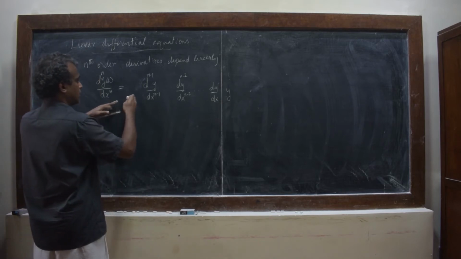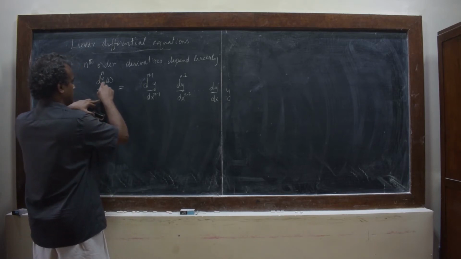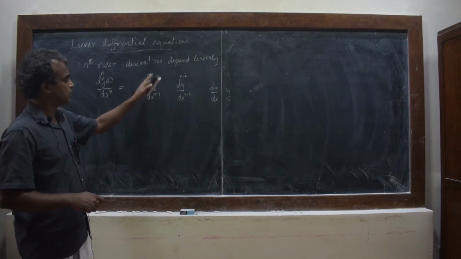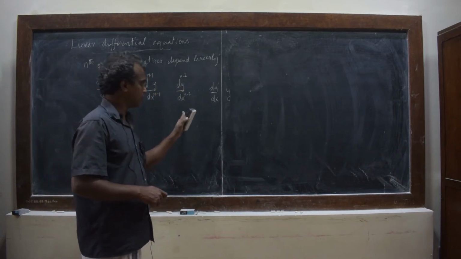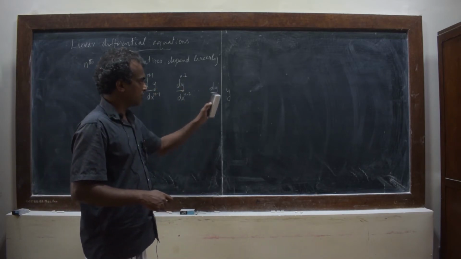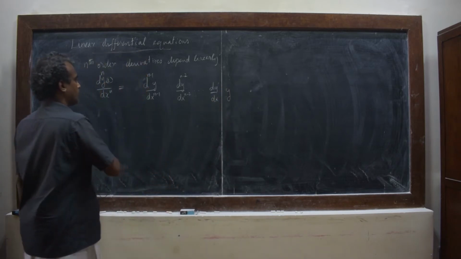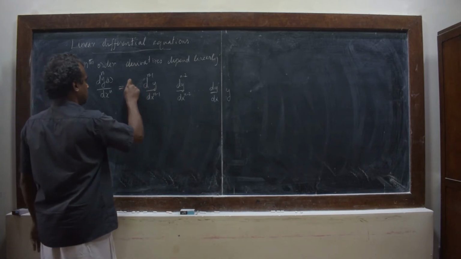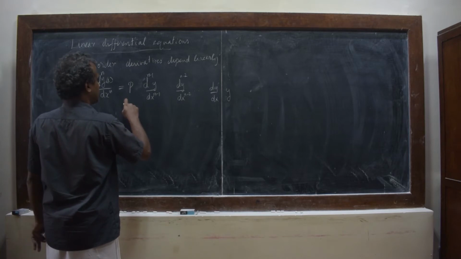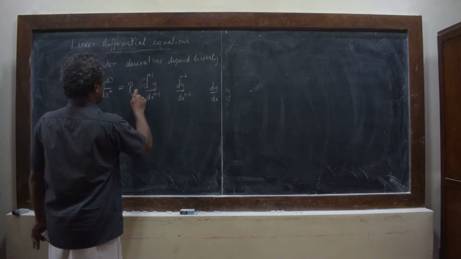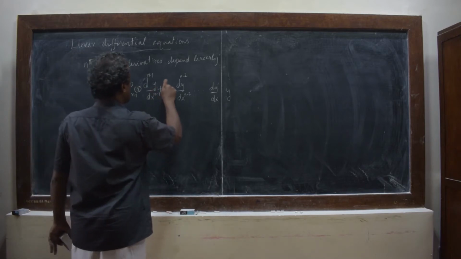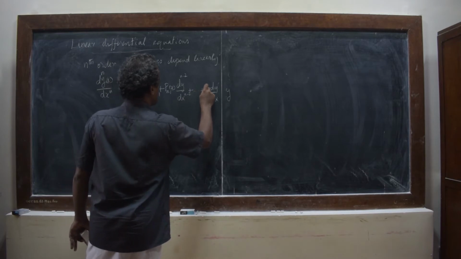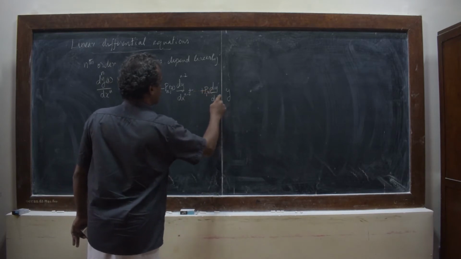So that the nth order derivative of y will be directly proportional to the n minus 1th order derivative of y, the n minus 2th order derivative of y, etc., the first order derivative of y as well as y itself. And the coefficient of the dependence could be a function of x. In this case, I could write it as p n minus 1 of x, p n minus 2 of x, etc. First one as p1 of x and so on.